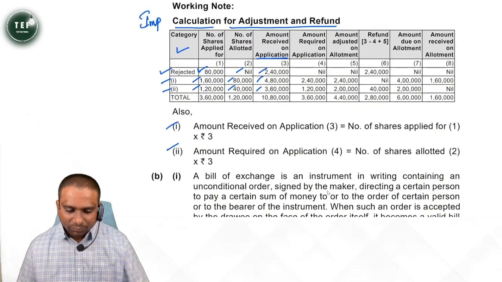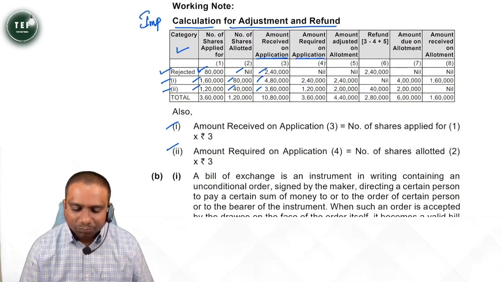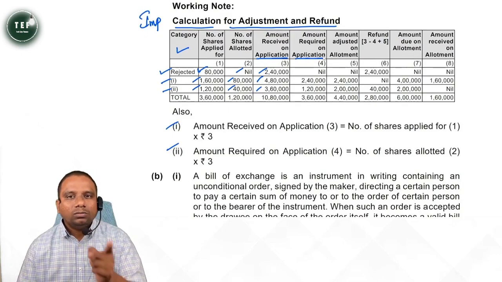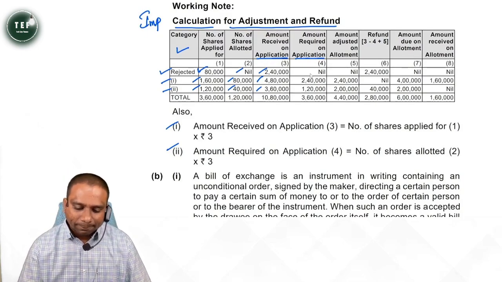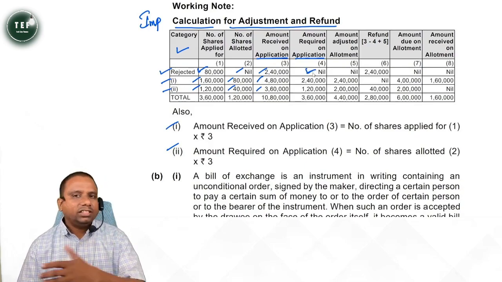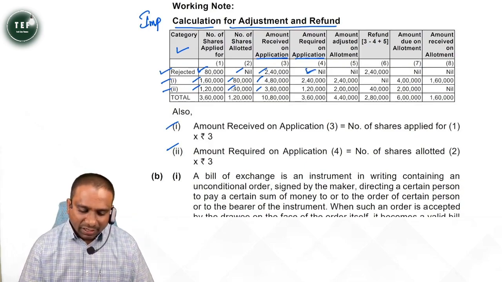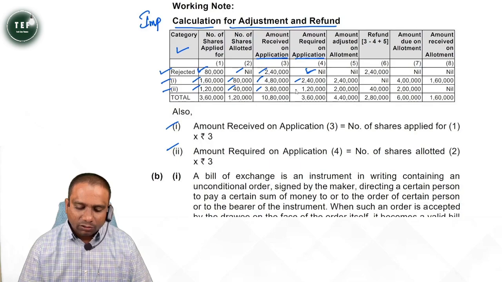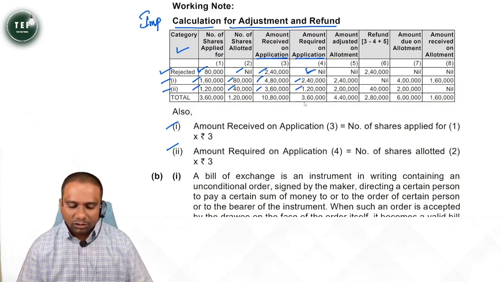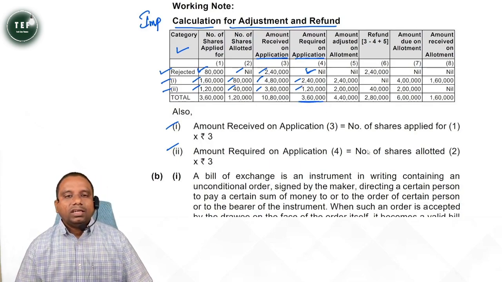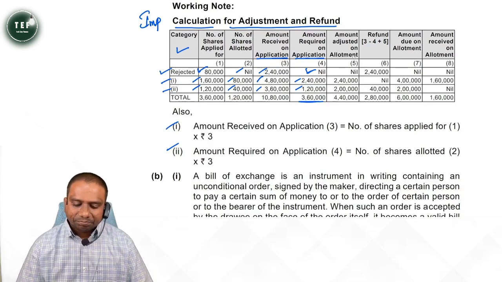Next one. Amount required on application. That means second column into application money. In any way, rejected shares, we didn't allot anything. Next, 80,000 into 3, 2,40,000; 40,000 into 3, 1,20,000. Total, 3,60,000. Amount adjusted on allotment.